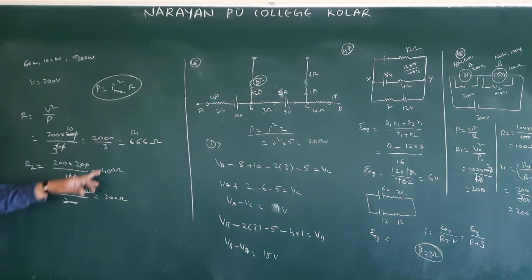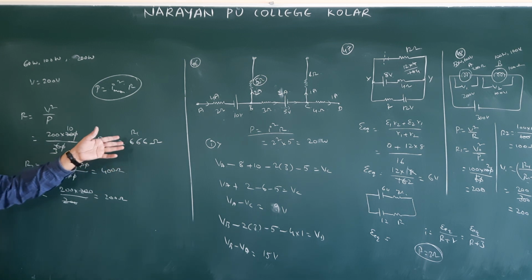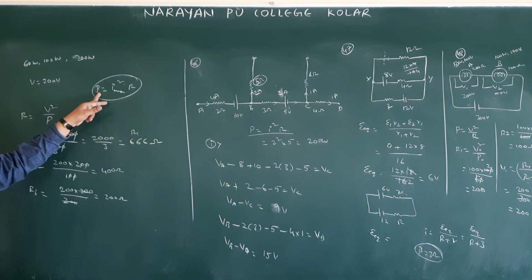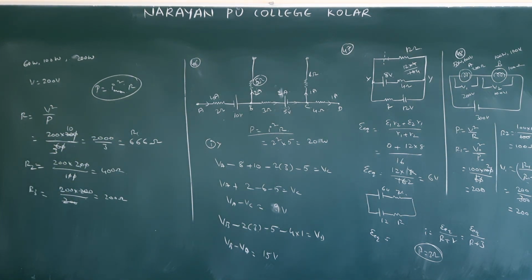Which resistance is more? The first bulb resistance is more. The first bulb resistance being more means it will burn more power. Therefore the 60 watts bulb will glow more brightly. Therefore option 1 is correct. Okay.